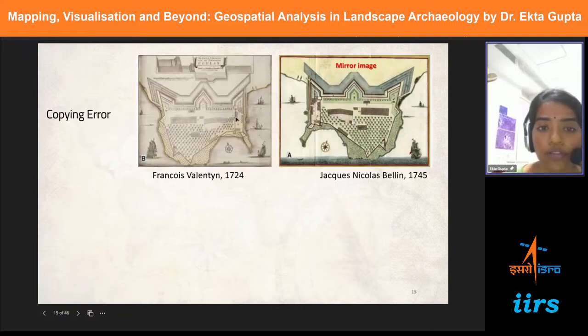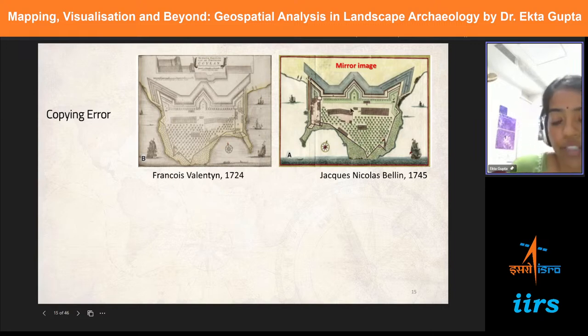And this is a map of Kollam, which is a mirror image of the same. So it's an error in reproduction. The text and everything is in correct form, but the entire draft or plan of the fort is reversed or mirror imaged. So if you find this one first, you may get confused about where this fort is, and you may find difficulty in locating it.